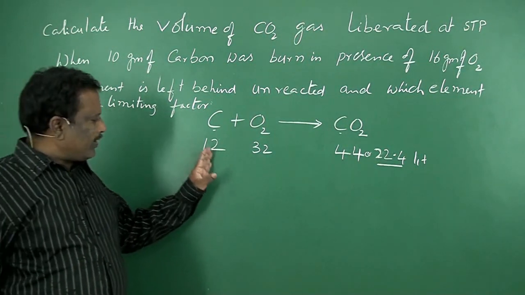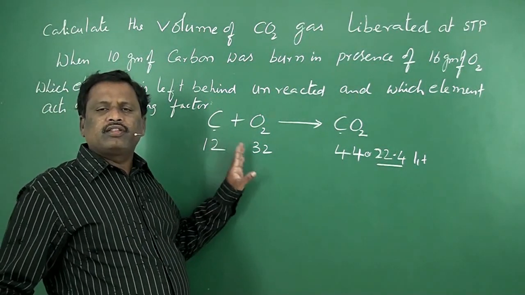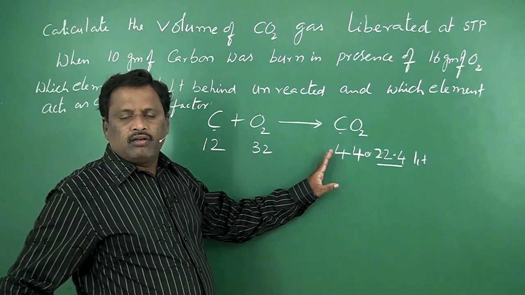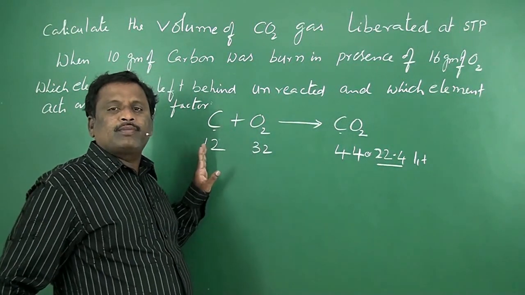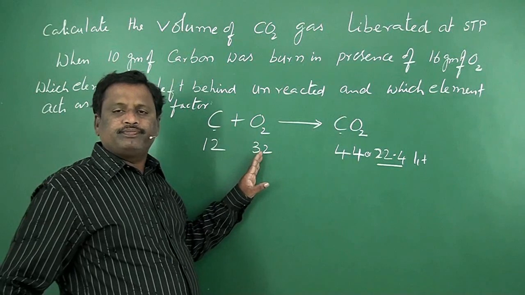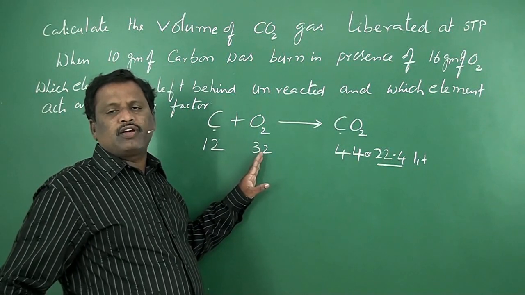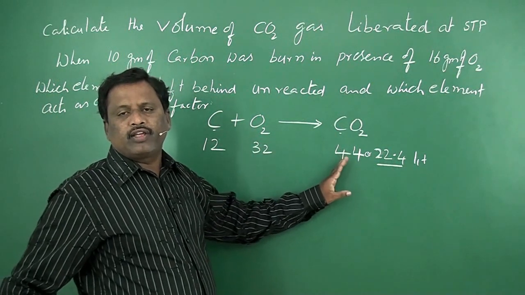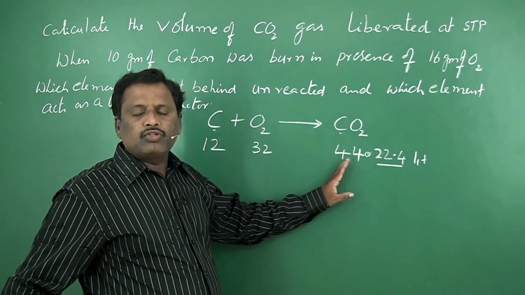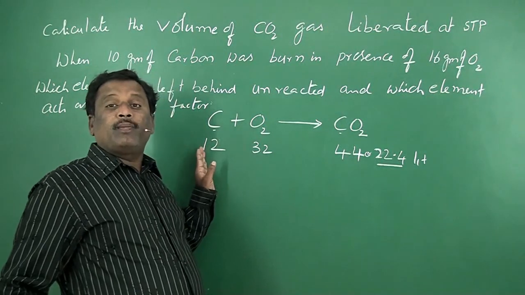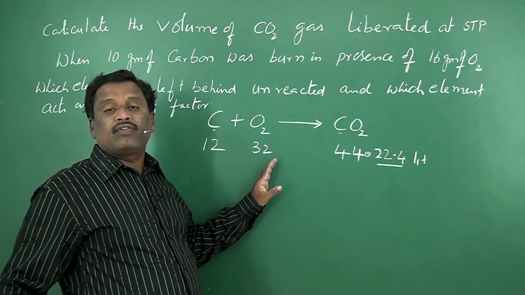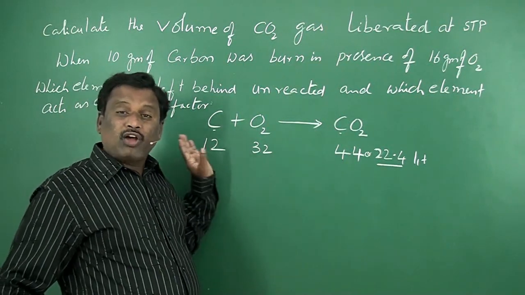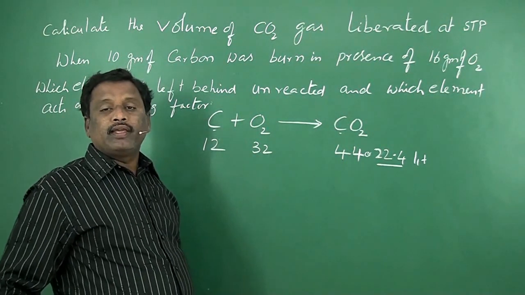So 12 grams of carbon reacts with 32 grams of oxygen to give 44 grams of carbon dioxide. 12 kilograms of carbon reacts with 32 kilograms of oxygen to give 44 kilograms of CO2. 12 tons of carbon reacts with 32 tons of oxygen to give 44 tons of CO2. So it is always in this proportion only.